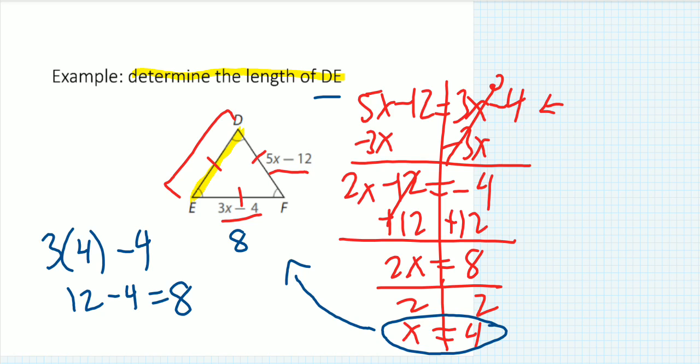But now since we're working with an equilateral, that means this is equal to 8 as well. And this is also equal to 8. And you can easily check it, right? 5 times 4 is 20. 20 minus 12 is 8. So everything works out. And so then there you go, right?